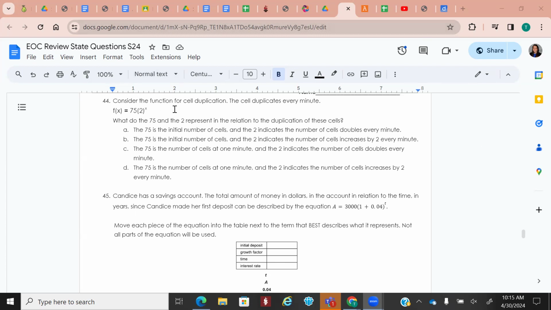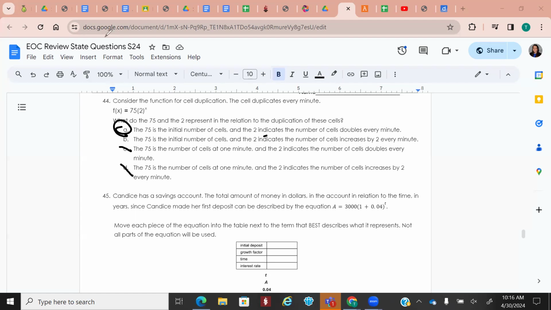All right, so on 44, consider the function for the cell duplication. The cell duplicates every minute, okay? What do the 75 and the 2 represent in relation to the duplication of these 2 cells? What does the 75 represent? The initial, okay? So we can go ahead and get rid of C and D. What about the 2? How it's doubling. So the answer is A. Okay, that took us less than 30 seconds. Boom, we're moving on to the next question, okay?